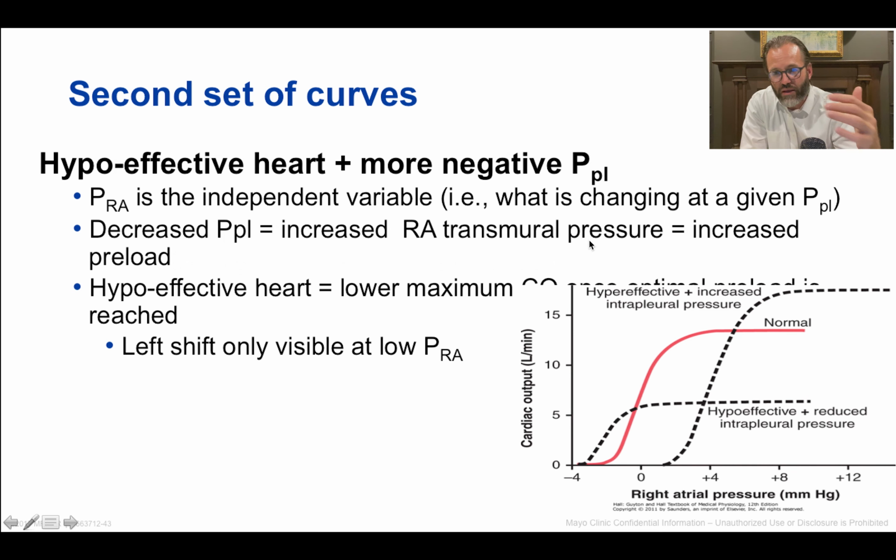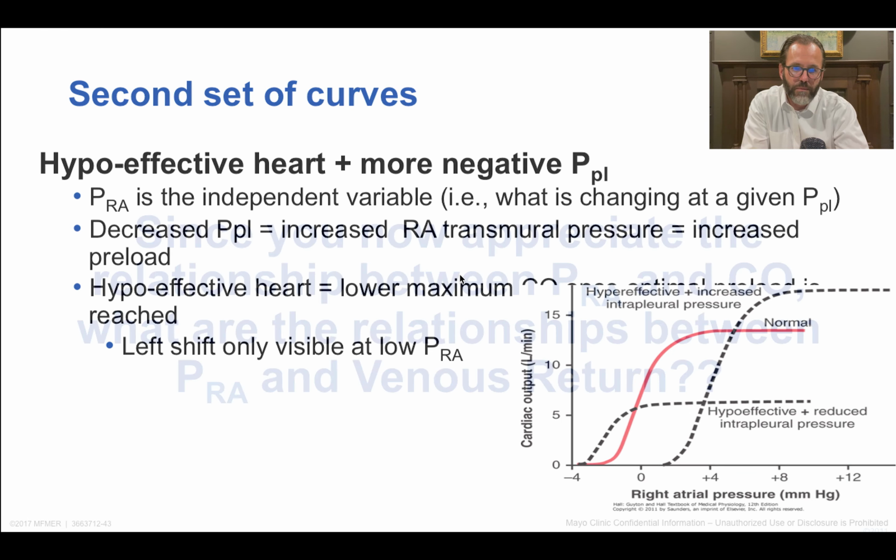Again, the flip side of this is the hypoeffective heart with more negative pleural pressure. That decrease in pleural pressure is going to increase the right atrial transmural pressure gradient and increase preload at the relatively lower pressures, but that hypoeffective heart is going to result in a lower maximum cardiac output once you reach a state where preload is optimized. And so here you're going to have that left shift only visible at the low right atrial pressures, and then ultimately you're going to be right shifted at higher right atrial pressures.